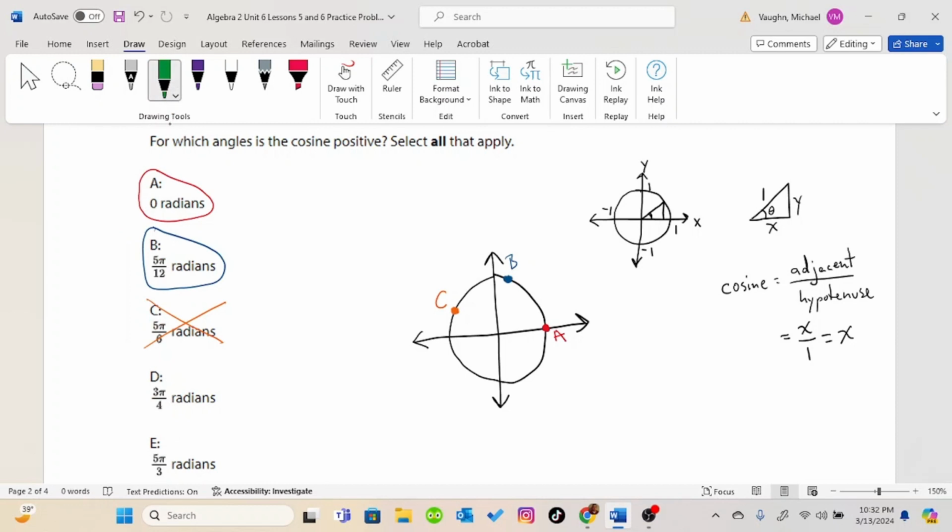Choice D, 3/4 pi. Again, pi is half of a circle. 2/4 would be halfway, so 3/4 is going to be halfway between half pi and full pi. So point D would be right here where the green is, and x is negative on this side of the y-axis, so cosine would be negative. So D cannot be a correct answer.